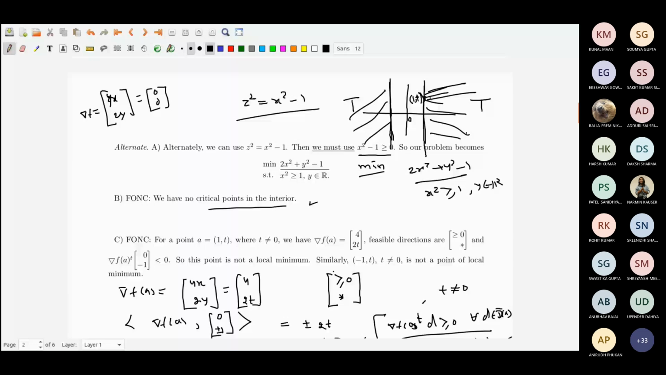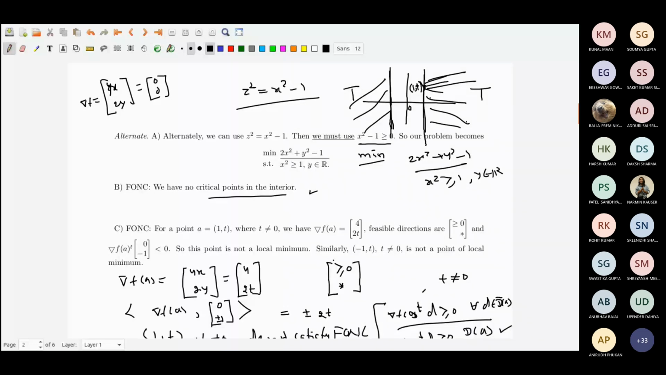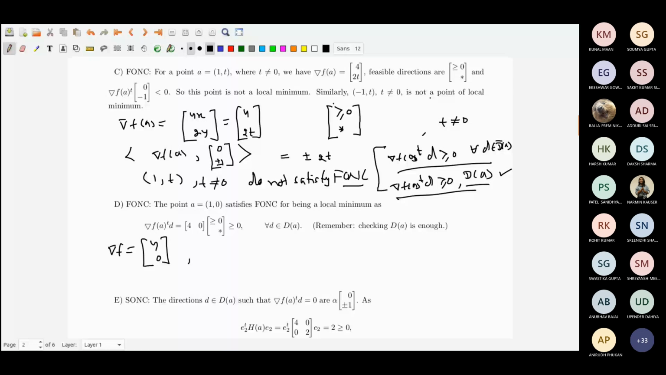And at 1 comma 0, the direction is the same. The x coordinate is greater than or equal to 0, and the y coordinate can be anything. When I take the inner product, I get greater than or equal to 0. This is true for all d belonging to dA. Of course, this is also D closure A, but I really do not bother. So here I am just saying checking dA is enough.